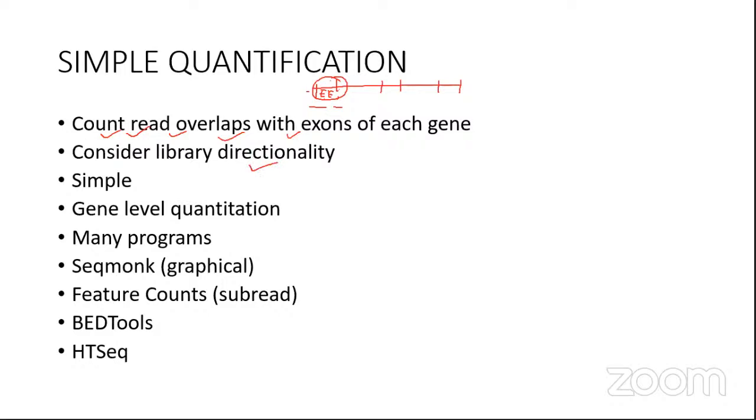Consider the library directionality. When doing this quantification, we have to see which direction our library was prepared in. If we don't have that information, we can say unknown, and the tool quantifies anyway. For gene level quantification, many programs are available. Seq-monk lets you graphically see how many reads there are per gene and per exon. There are also Feature counts, bedtools, and HT-seq. Using these different tools you can quantify.